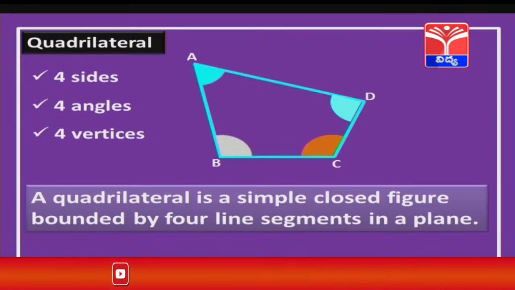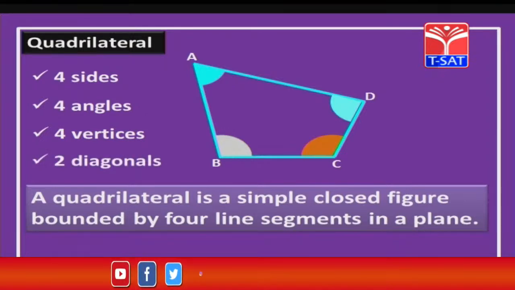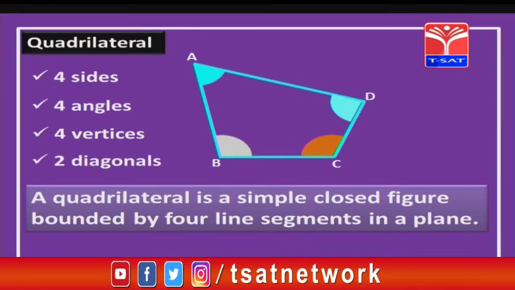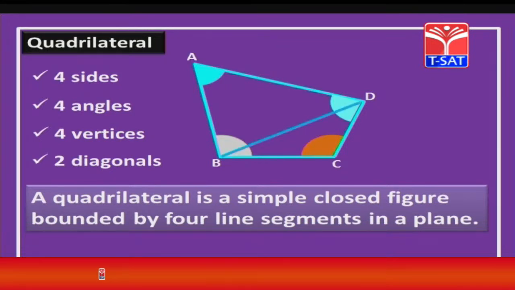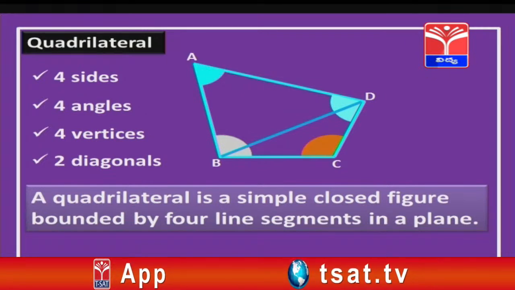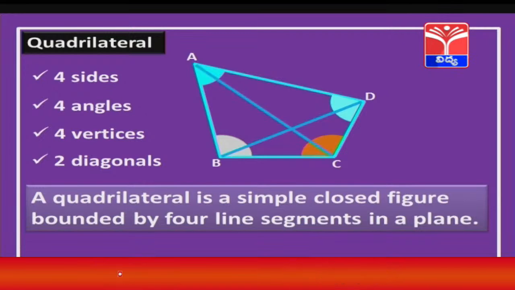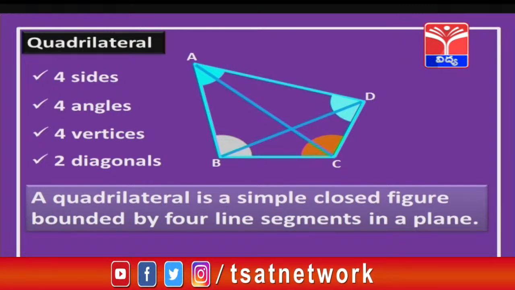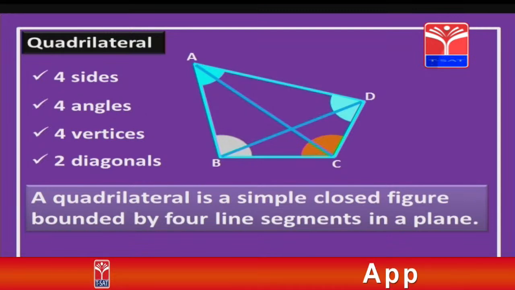Now, apart from this, you notice there are 2 diagonals. What are the diagonals here, children? Yes, let us draw them. We will join vertex B and D, that is opposite vertices. So, BD is one diagonal, similarly AC is another diagonal. So, on the whole I can say a quadrilateral has 4 sides, 4 angles, 4 vertices and 2 diagonals.